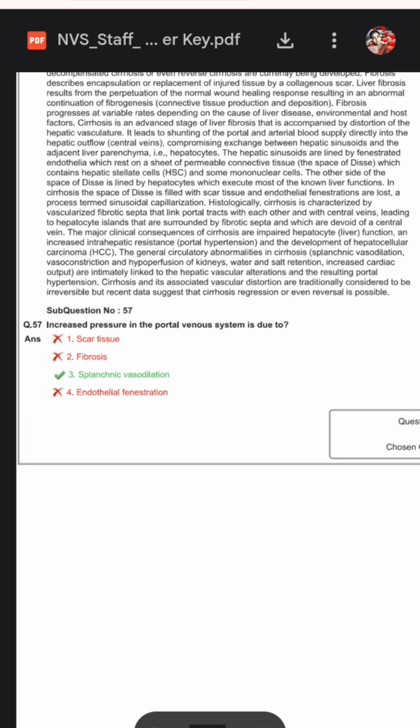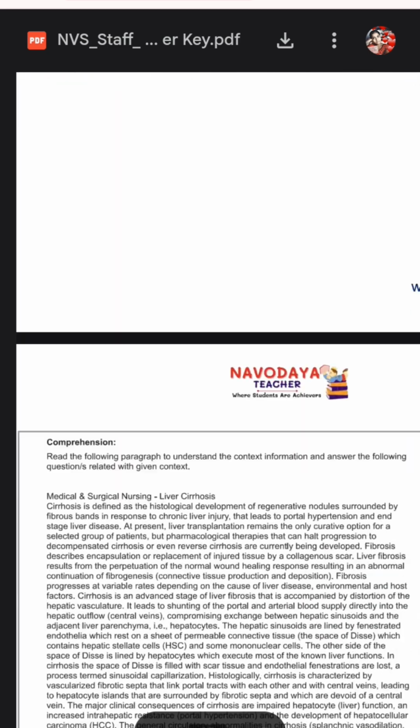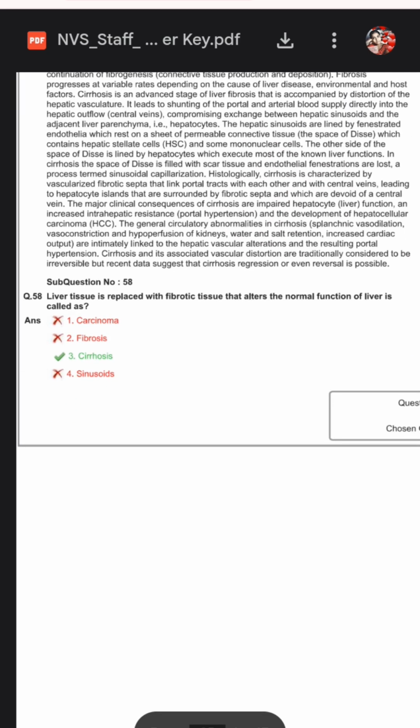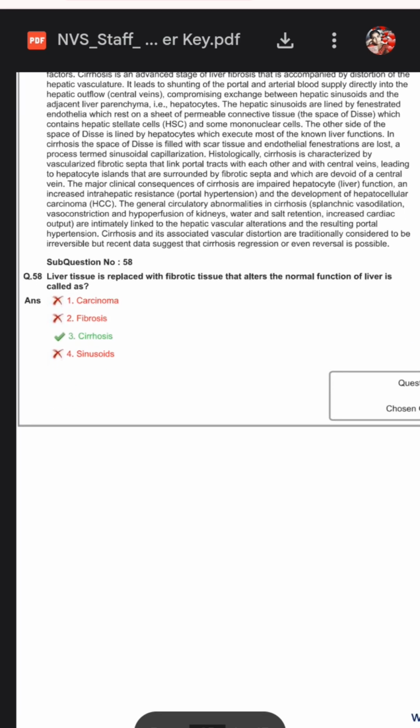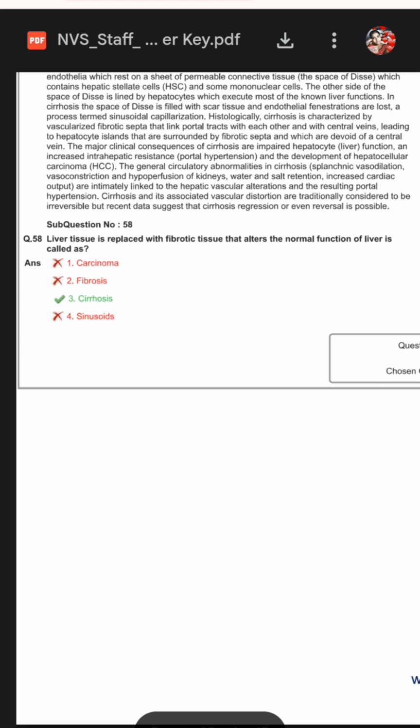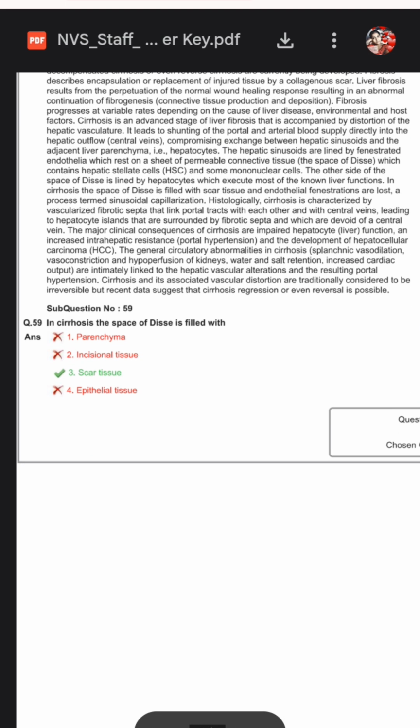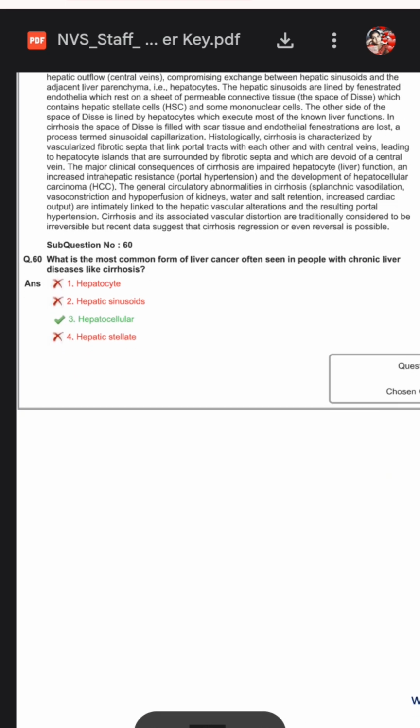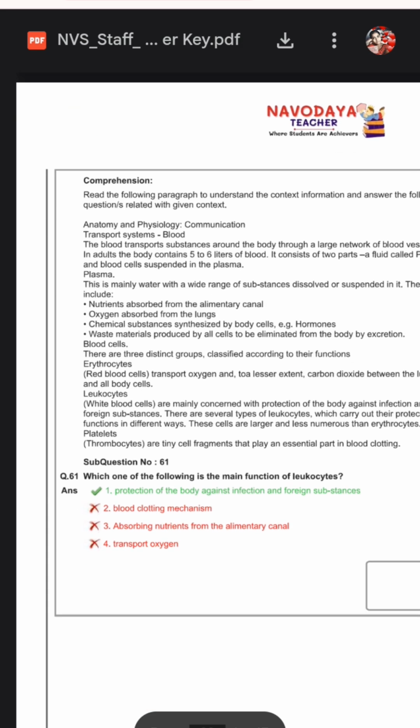Increased pressure in the portal venous system is due to splanchnic vasodilation. Liver tissue replaced with fibrotic tissue that alters the normal function of the liver is called cirrhosis. In cirrhosis, the space of tissue is filled with scar tissue. What is the most common form of liver cancer, often seen in people with chronic liver diseases like cirrhosis? The correct answer is hepatocellular carcinoma.